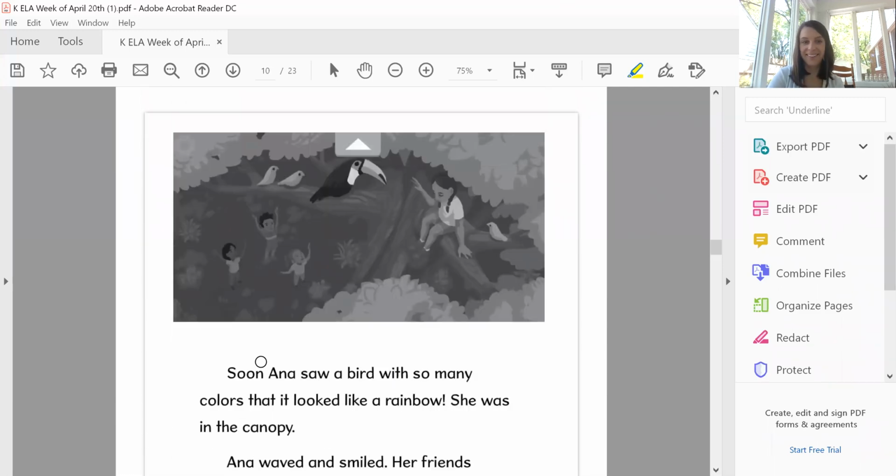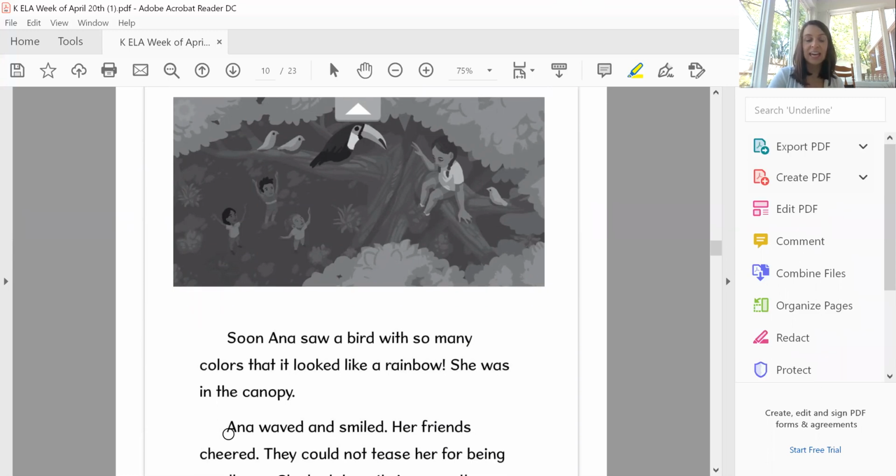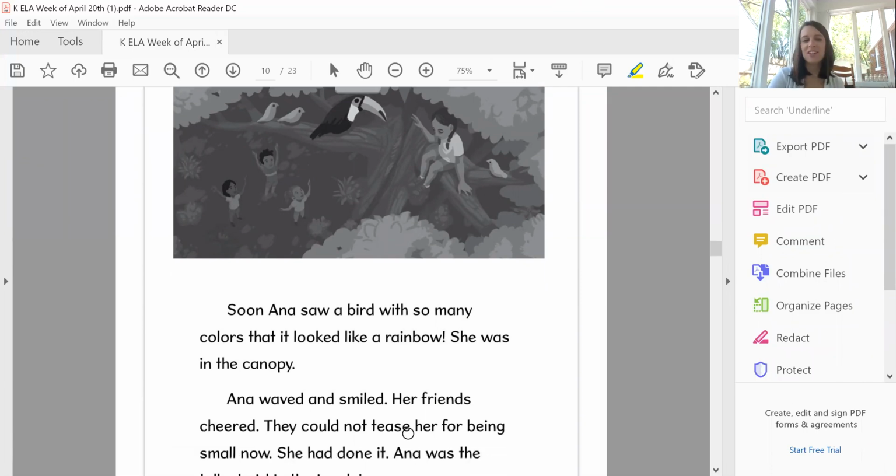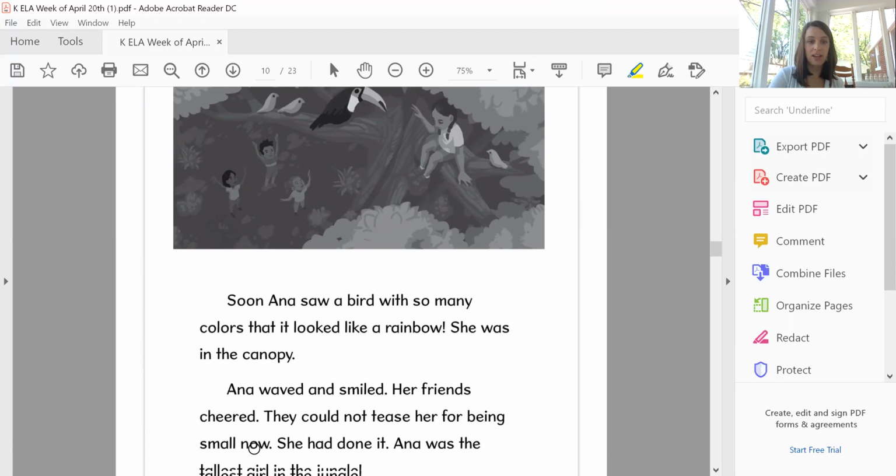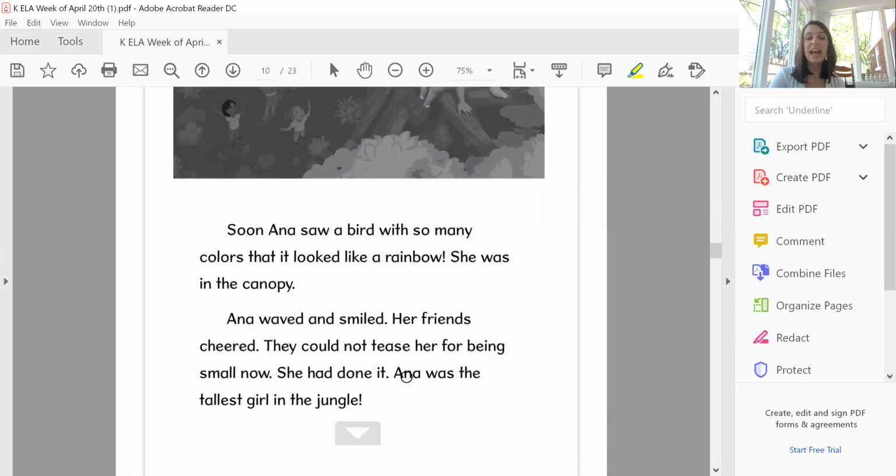Did she make it there? Soon Anna saw a bird with so many colors that it looked like a rainbow. She was in the canopy. Anna waved and smiled. Her friends cheered. They could not tease her for being small now. She had done it. Anna was the tallest girl in the jungle.